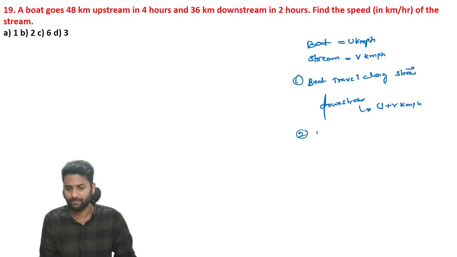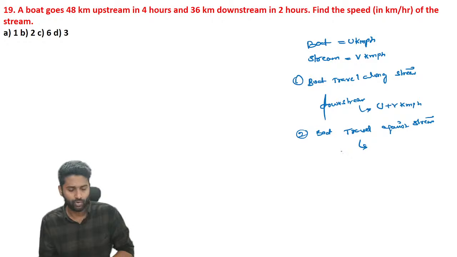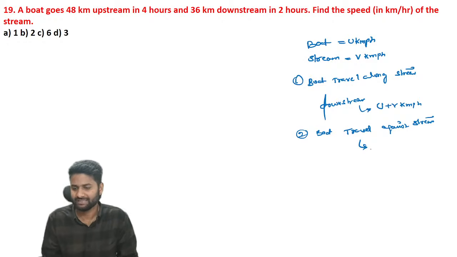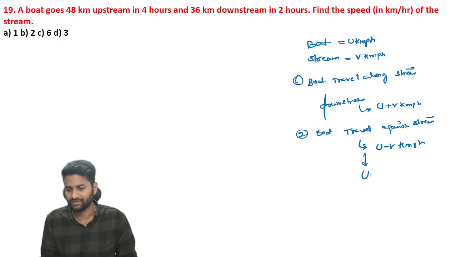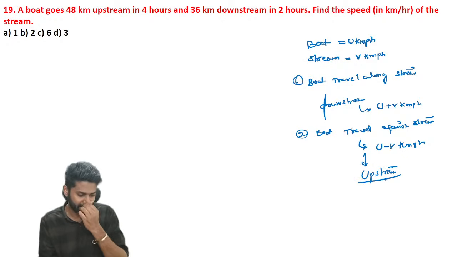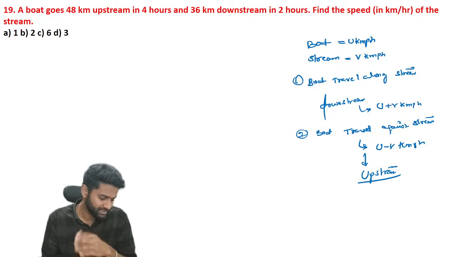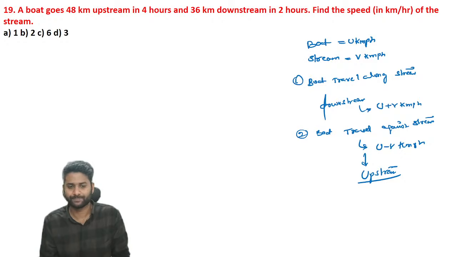In the same way, if both travel against the stream, definitely the boat needs more speed than the stream. That's why it is u minus v kilometer per hour. So this is called upstream. For upstream, the boat needs more speed than the stream. For downstream, the boat speed is added to the stream.